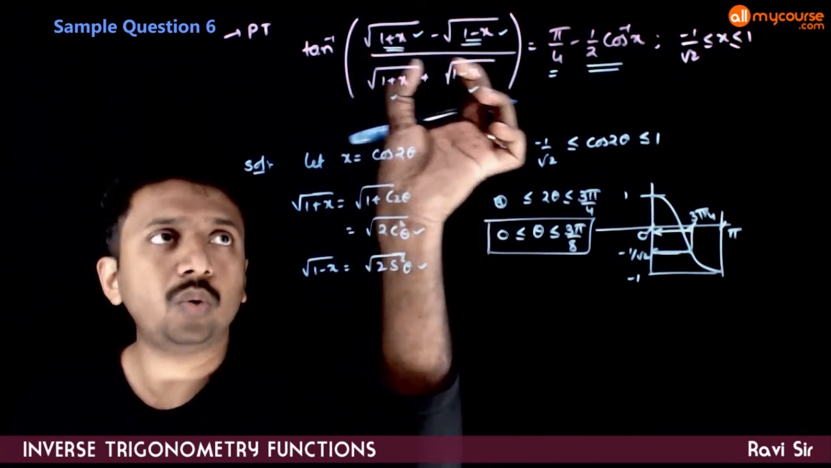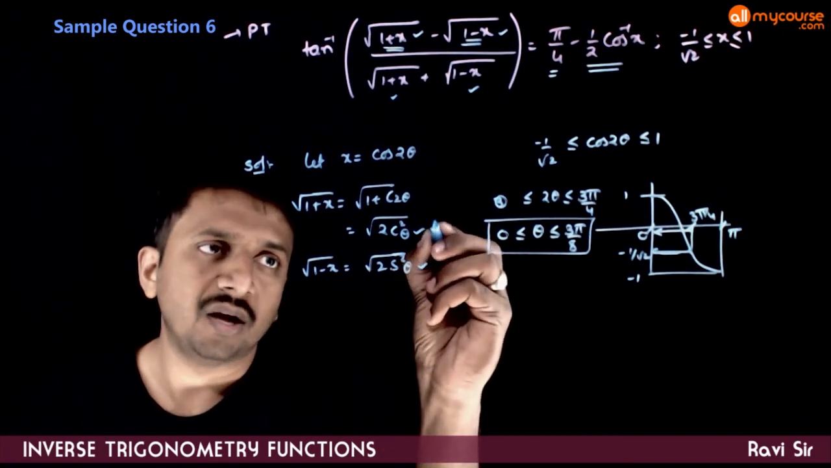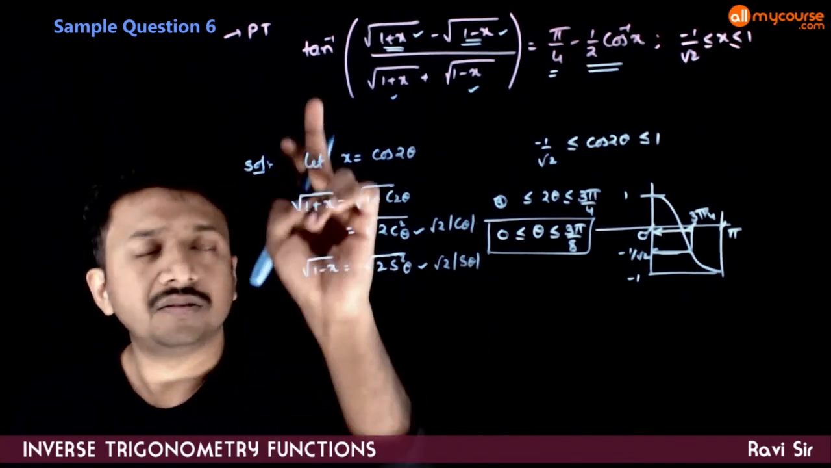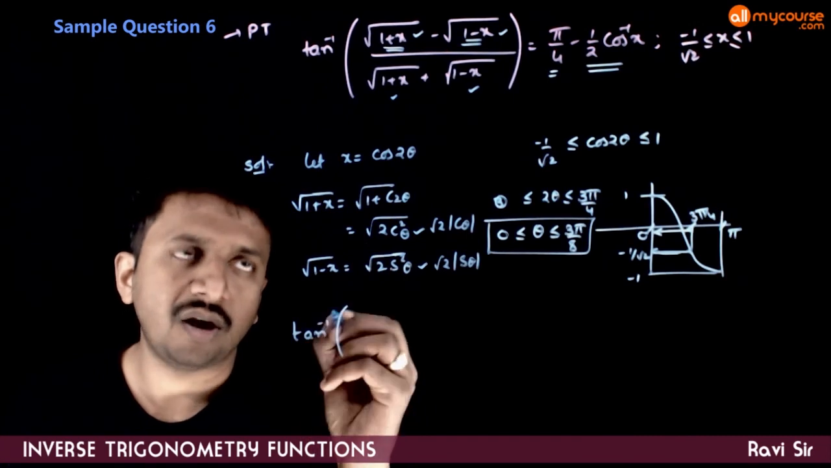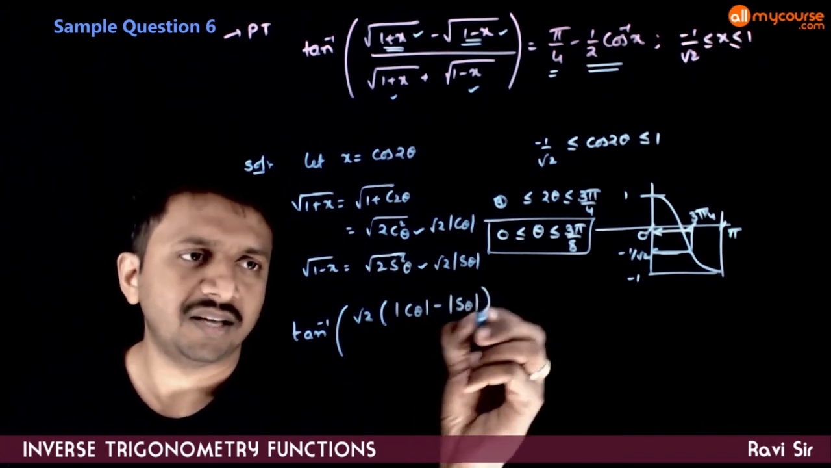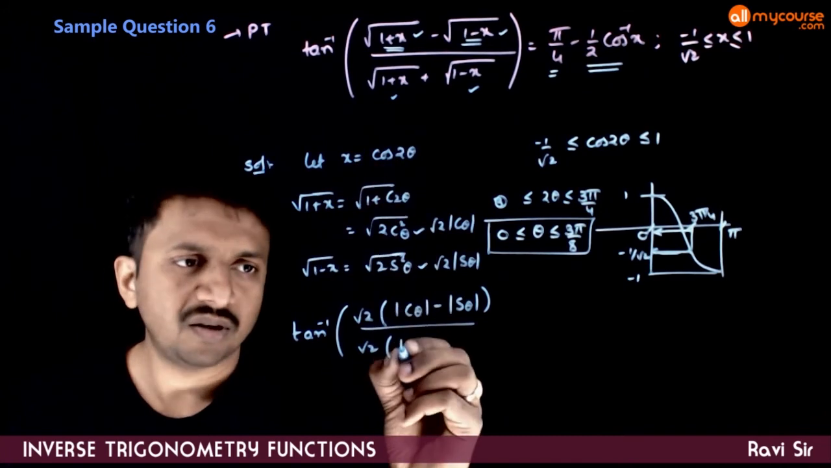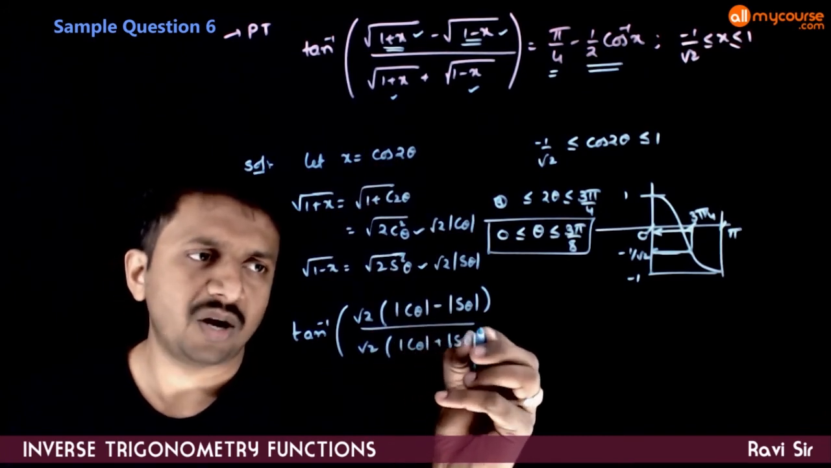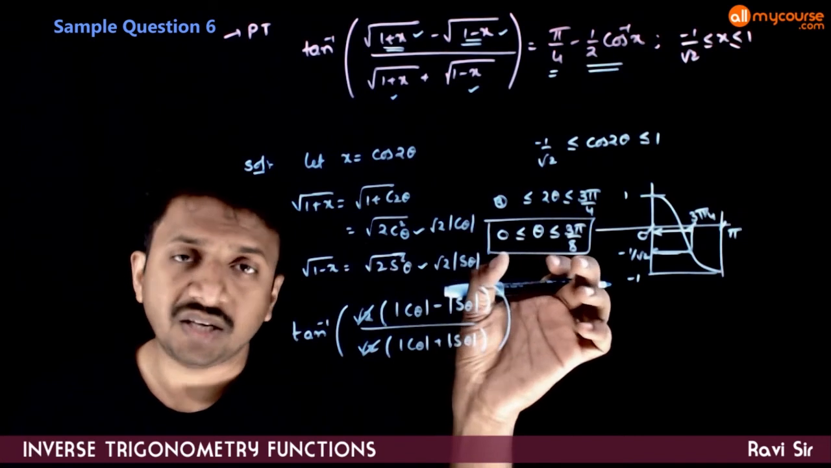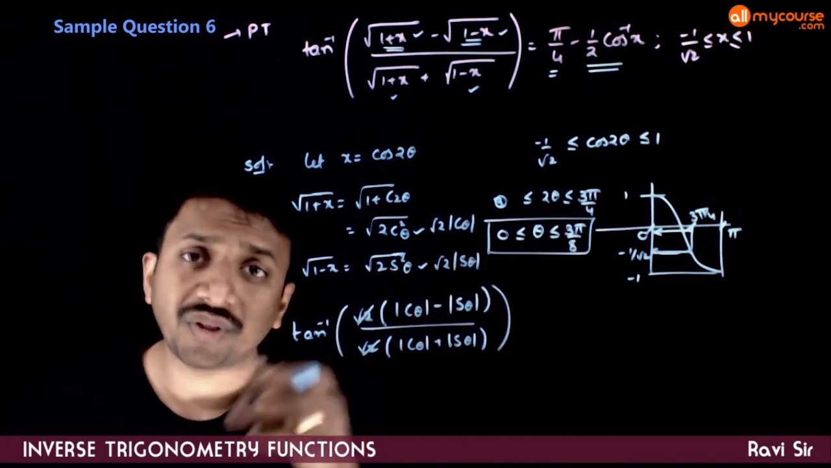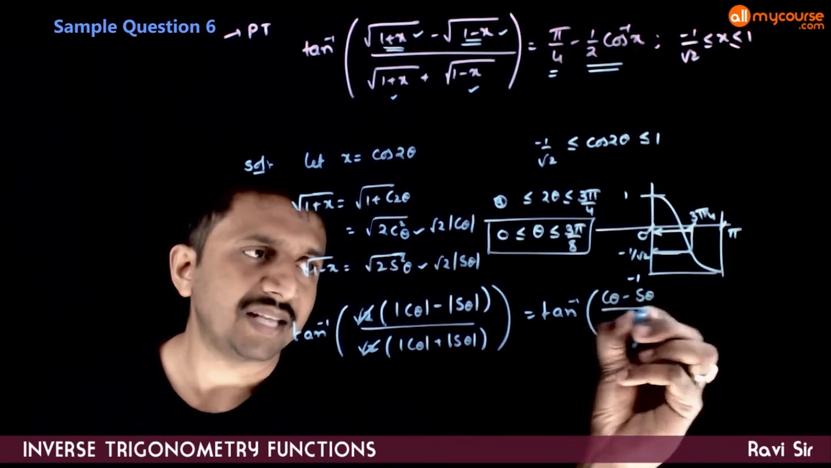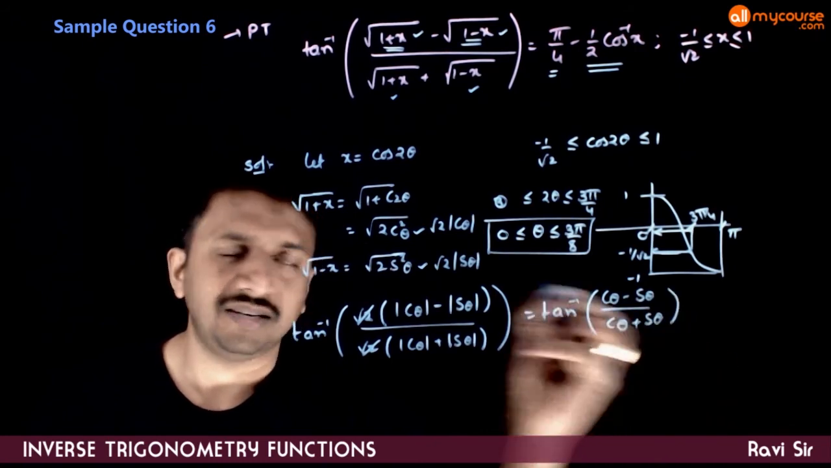Now, what is root 1 plus x minus root 1 minus x? So this is root 2 times mod cos theta, root 2 times mod sine theta. So the expression becomes tan inverse of root 2 times mod cos theta minus mod sine theta divided by root 2 times mod cos theta plus mod sine theta. So root 2 and root 2 get cancelled. So theta is in between 0 and 3 pi by 8. So cos theta and sine theta both are positive. So mod directly gets removed. So cos theta minus sine theta by cos theta plus sine theta.